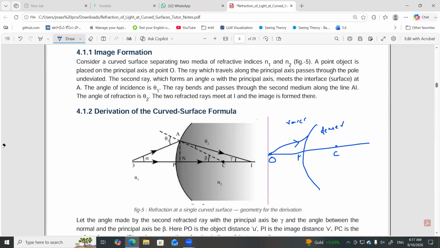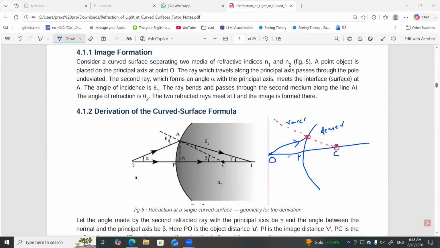So now I request you to please draw the normal line. How to draw the normal line? This is the center of curvature and this is the point of contact. Just put a dashed line by joining those two, as you can see in the picture.